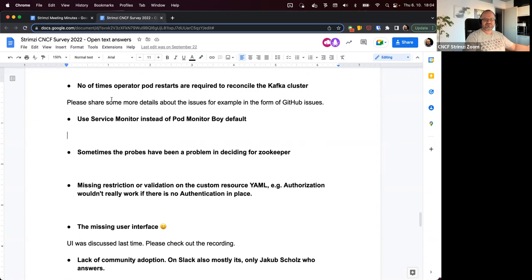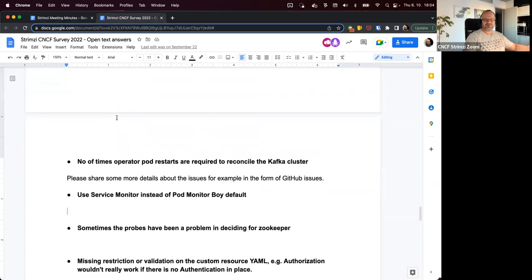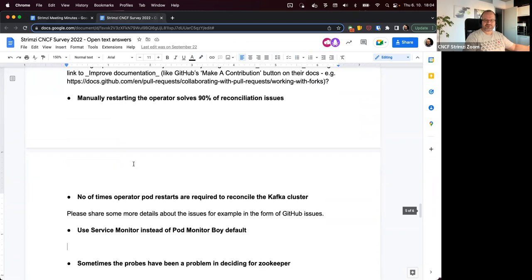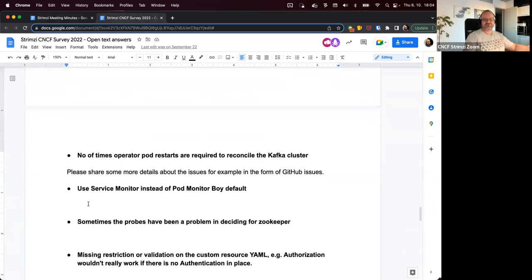Last time we stopped here around restarting the operator for reconciliation issues. So the next question is: use service monitor instead of pod monitor by default. So I think that we are actually not using pod monitors.